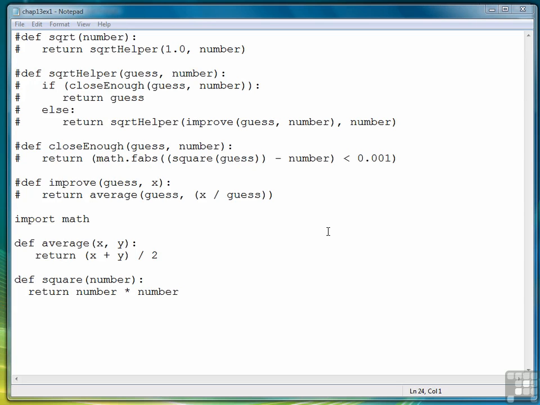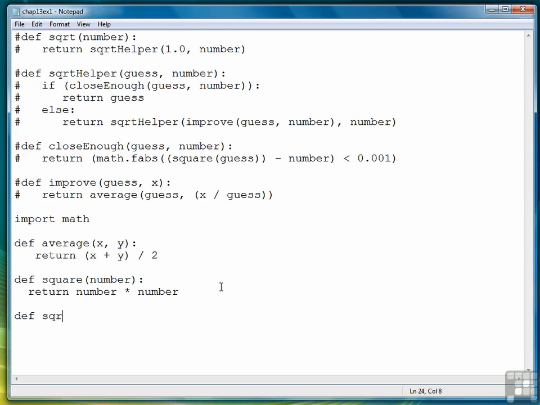What we want to do is only add those functions that are only applied to finding a square root to the definition of the general function for finding a square root. In other words, the average function we could use in another situation, so we're not going to nest it, or the square function either. So let's get started.